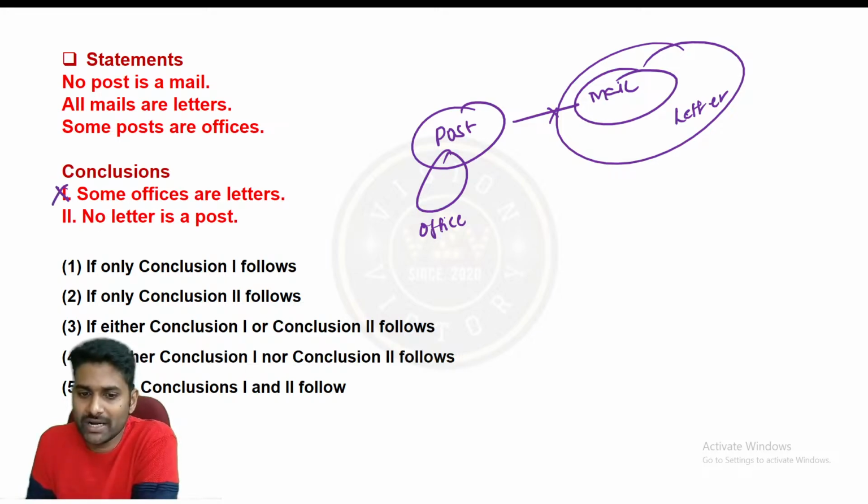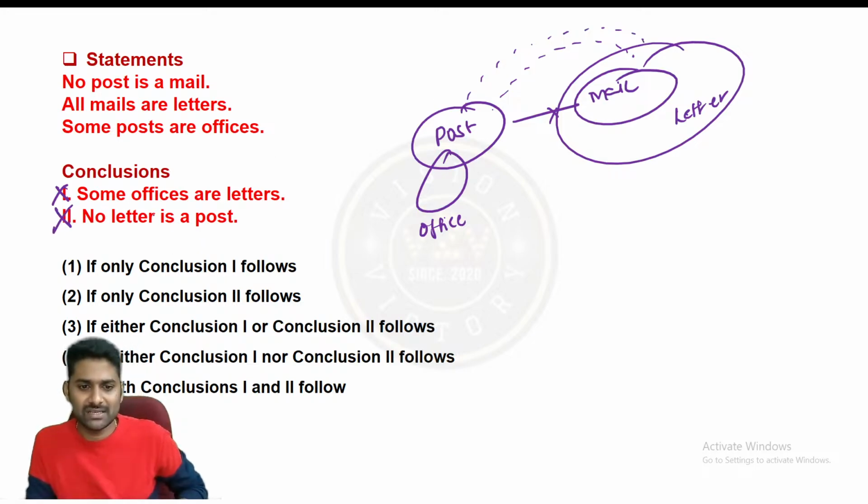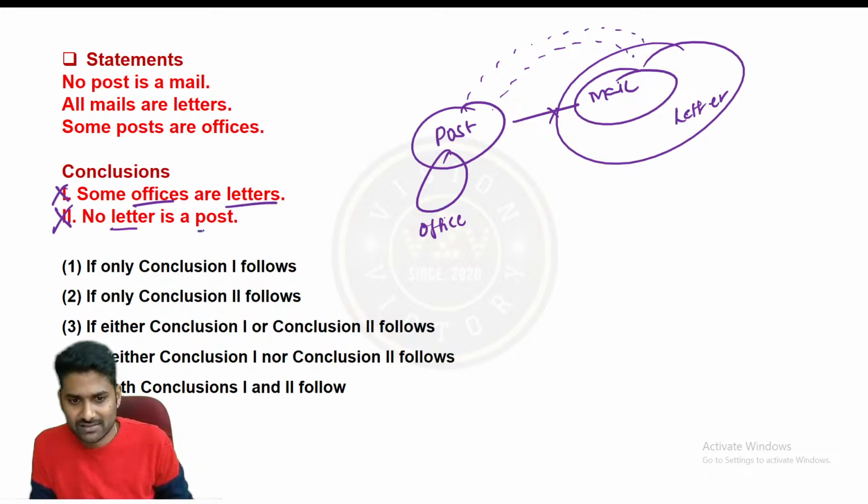Invalid. No letter is a post, guys. We can say some letter can be a post. We can say all post can be a letter. So we have a relation there, so invalid. Guys, observe that we never get any similar wordings. If the words are completely different, no need to verify either-or cases. Office, letter, post. So your answer must be neither nor.